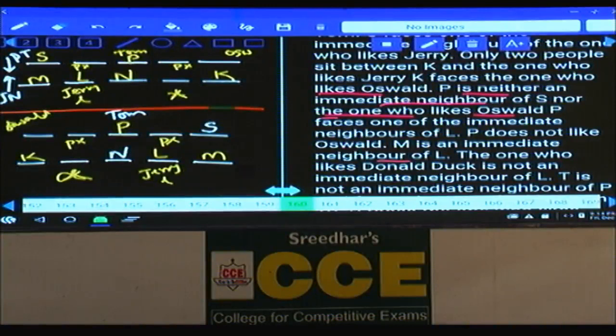J, K, L, M, N. J is here. Similarly here also, J, K, L, M, N are the persons. And P does not like Oswald. M is an immediate neighbor of L.